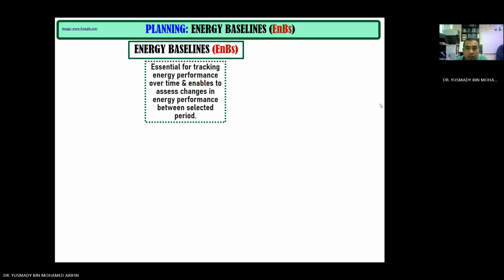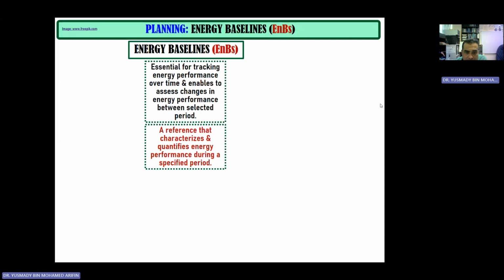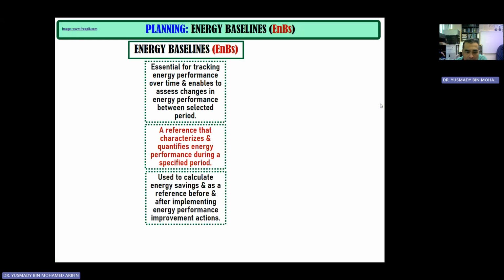Okay, energy baseline. So energy baseline is actually essential for tracking energy performance over time and enables us to assess changes in energy performance between selected periods. It is considered a reference that characterizes and quantifies energy performance during a specific period. This parameter is used to calculate energy saving and as a reference before and after implementing energy performance improvement action. It is also used to determine the ENPI value for the baseline period.